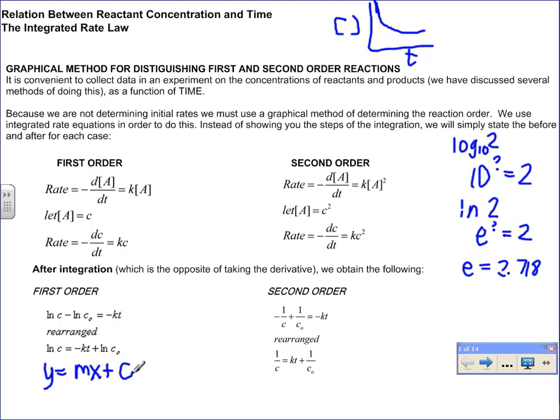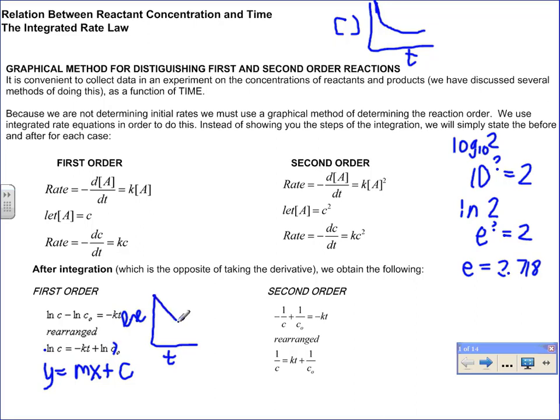You can see the connection here. Y is our ln c. So let's look at what graph we're dealing with here. Ln of c. The slope of this line is negative k. The x value is t. And the intercept is ln c naught. So what this integration gives us is the equation of a line for the graph of ln c versus t.